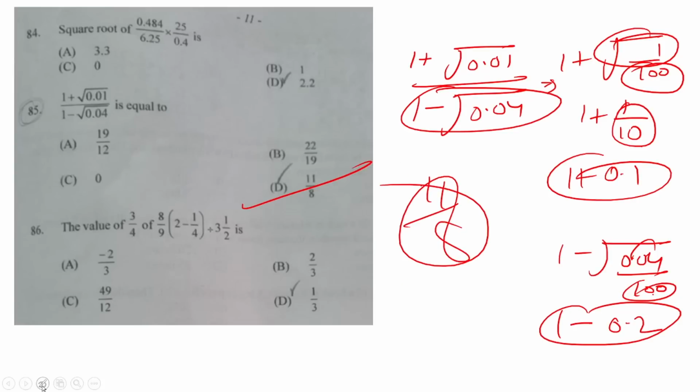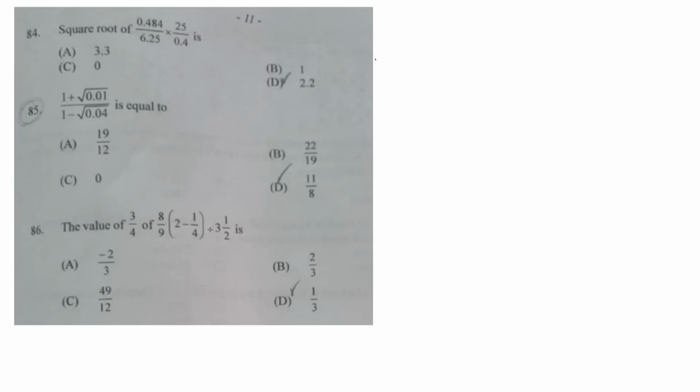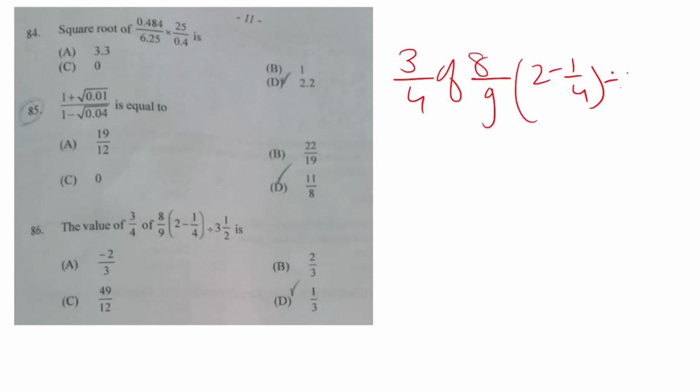Okay, now question number 86: 3 by 4 of the bracket, 1 by 4 divided by 3 1 by 2. Here 3 1 by 2, we multiply 3 times 2 and add 1, so it becomes 7 by 2. Now we solve the 'of' part.